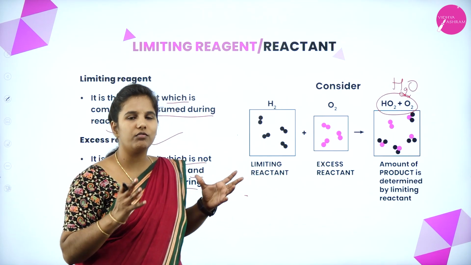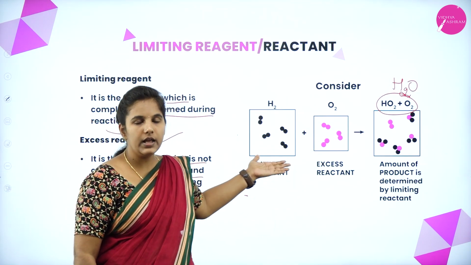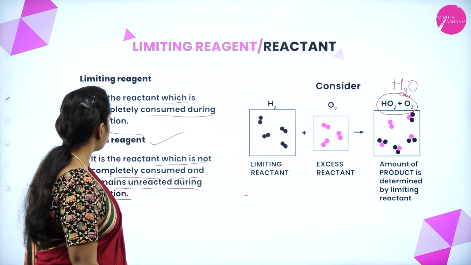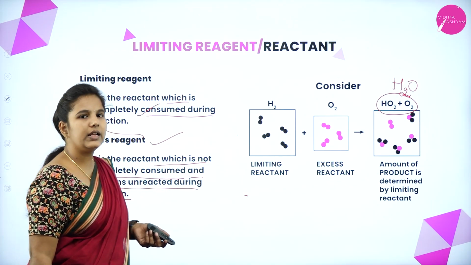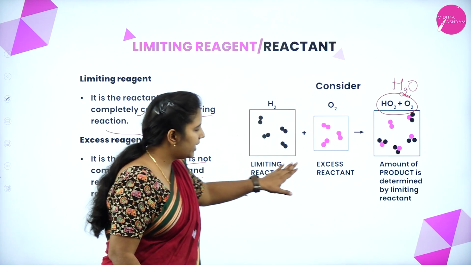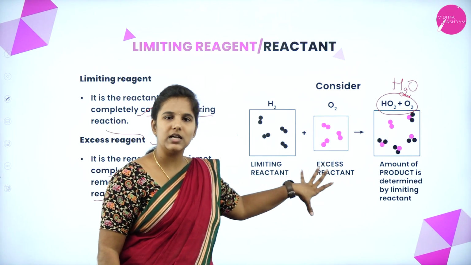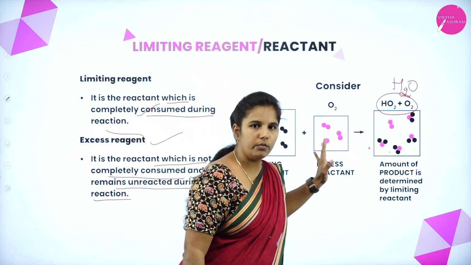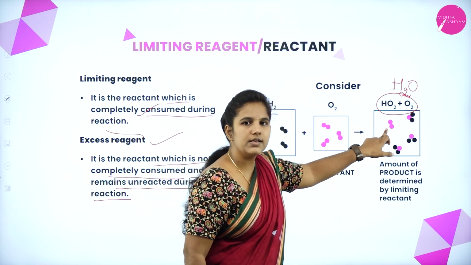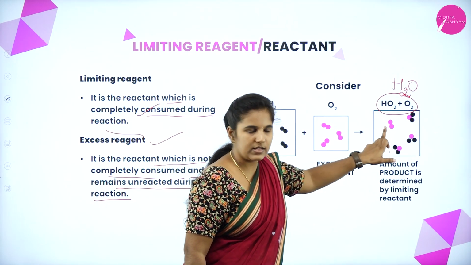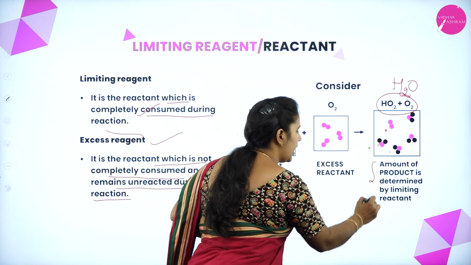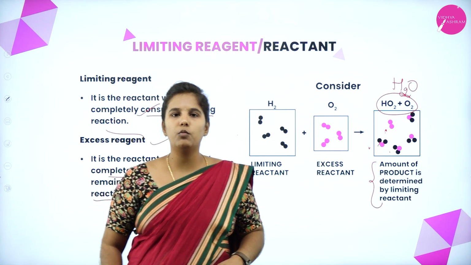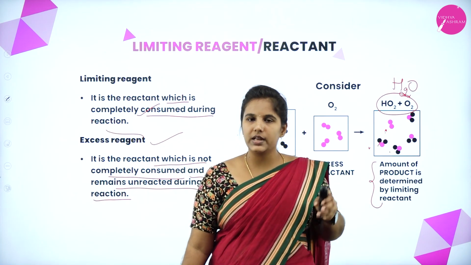We know that any two reactants, if they react, will form a product. Here hydrogen is the limiting reactant because it is completely consumed during the chemical reaction, whereas the excess reagent is not completely consumed and remains as such. In this figure, a water molecule is formed by the combination of hydrogen and oxygen, but the remaining oxygen stays as such. So the amount of product is determined by the limiting reagent. This is all about the two different terminologies used in stoichiometry.